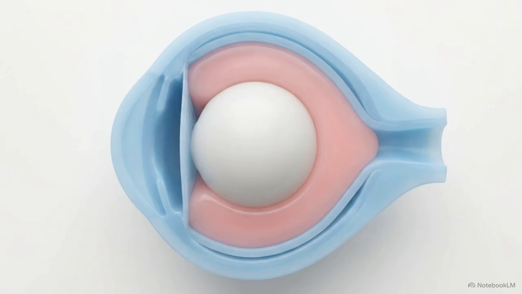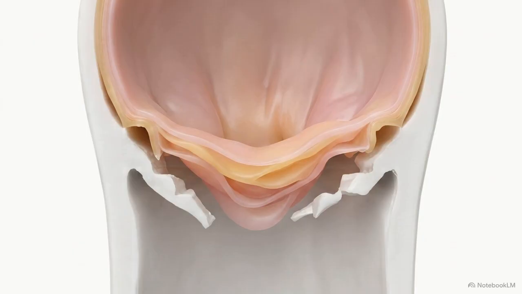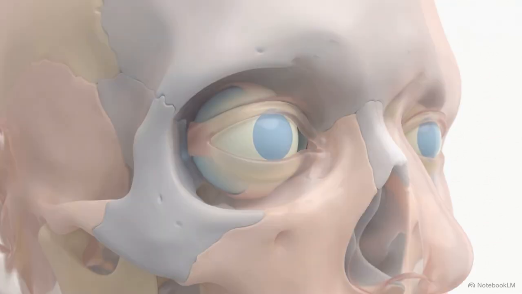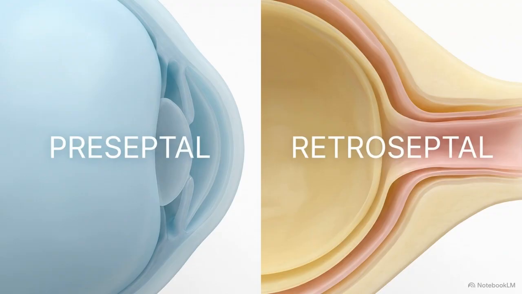Because the orbit is a closed system, any added volume, whether it is inflammatory fluid from an infection or a sudden mechanical force, results in highly predictable clinical signs. Since the bony walls cannot move, the direction and nature of a patient's symptoms are determined entirely by which side of the septal firewall the pathology is on.